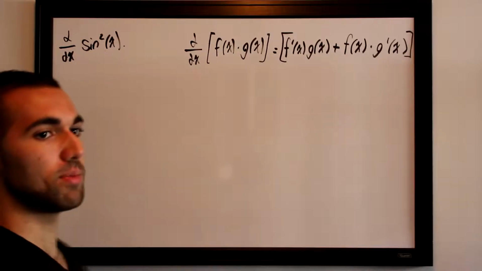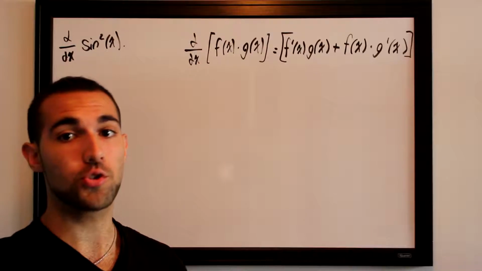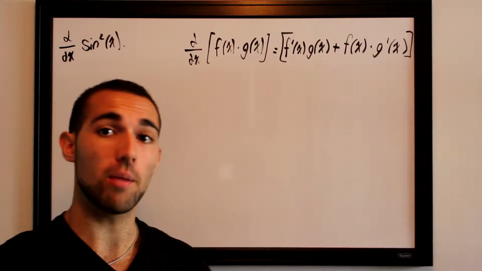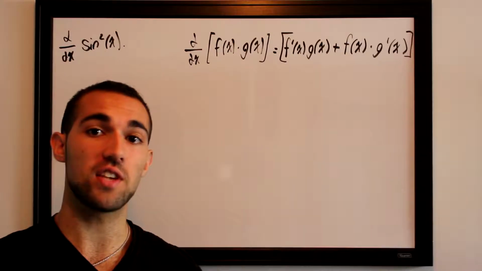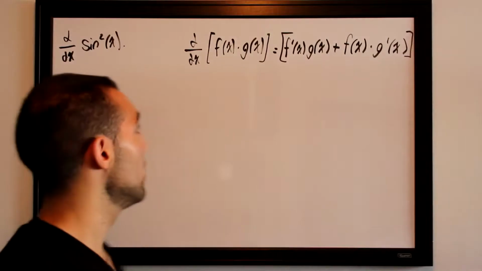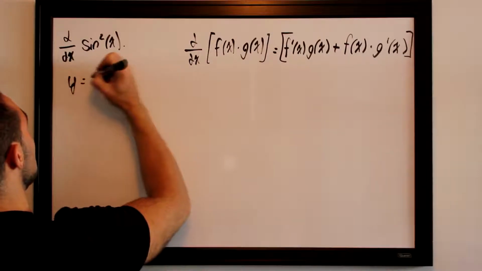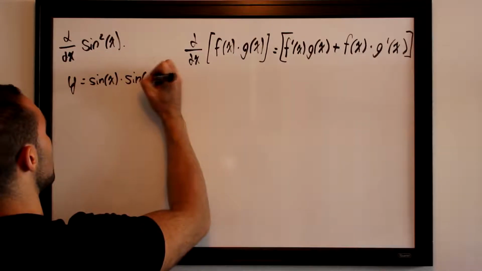Now up until now I've always been using the chain rule in order to take the derivative of sine squared of x. However, the product rule also works because essentially what you can do for this function is split it up into a product of sines, because sine of x multiplied by sine of x is also sine squared of x. So we can write this out as y is equal to sine of x times sine of x.